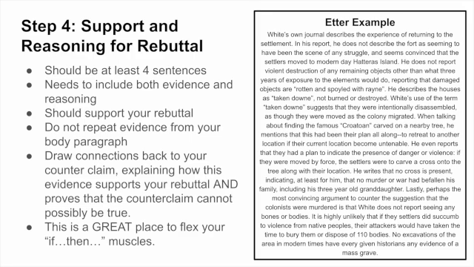White's use of the term taken down suggests that they were intentionally disassembled, as though they were moved as the colony migrated. When talking about finding the famous Croatan carved on a nearby tree, he mentions that this had been their plan all along, to retreat to another location if their current location became untenable. He even reports that they had a plan to indicate the presence of danger or violence. If they were moved by force, the settlers were to carve a cross onto the tree along with their location. He writes that no cross is present, indicating, at least for him, that no murder or war had befallen his family, including his 3-year-old granddaughter.